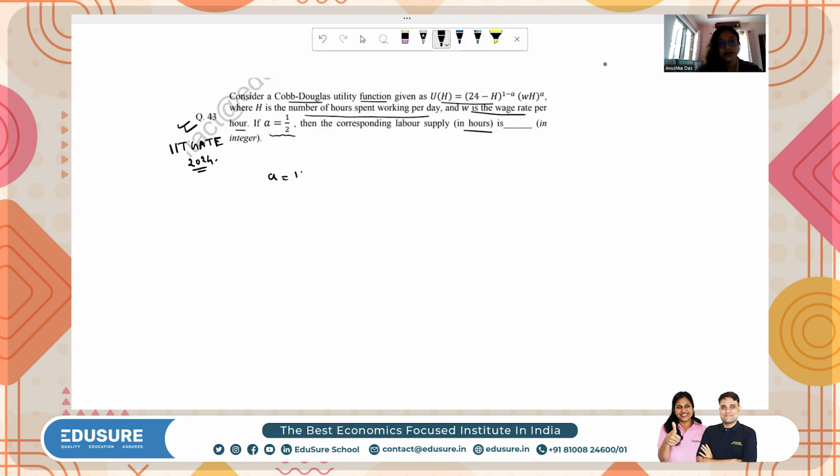So for A equals to half, what will be the utility? That will be 24 minus H to the power half, WH to the power half, right? So simply you are putting A in this portion and you are getting this. Now, how will you find out the optimal labor supply? You simply have to take the derivative of this utility function with respect to H and set it equal to 0. So let us do that.